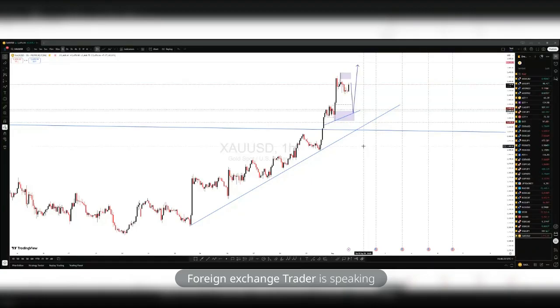I said NFP or CPI is loading, but DXY is already at a strong demand or supply zone. So that gives you a hint as to whether the news is going to favor the dollar or not.